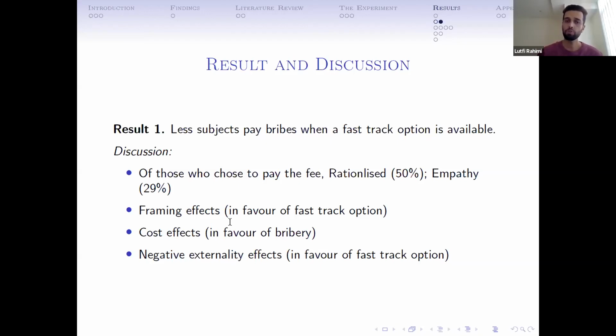Of all of those people who paid the fee, most of them rationalized that this was just, and that's why they were paying. So they tried to rationalize. We defined all those rationalizers as people who show some sort of conflict in their decision. They're not happy about it, but they also paid. That being less important, there are 3 different types of effects that may be taking place when this decision is happening. A framing effect, that would be the bribe and the fee. In the case of the bribe, it would be in favor of the fast track option, or in the case of the fee, it would be in favor of the bribe. But all of those are consistent across different treatments, so we assume that shouldn't matter.